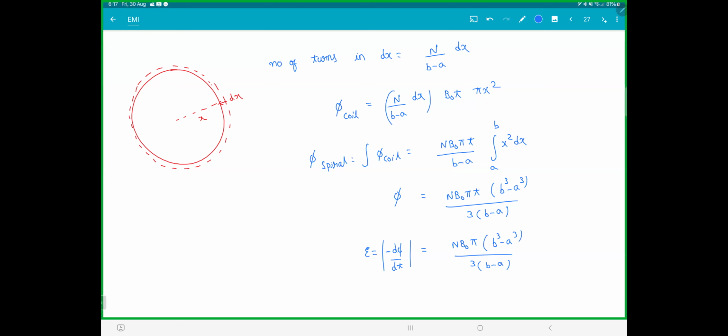This is the third time you're seeing it. We saw once in magnetic moment, then we saw in magnetic field. You're saying this is the third time.